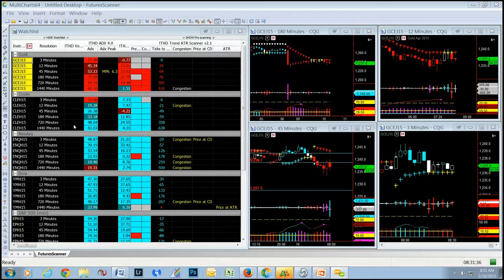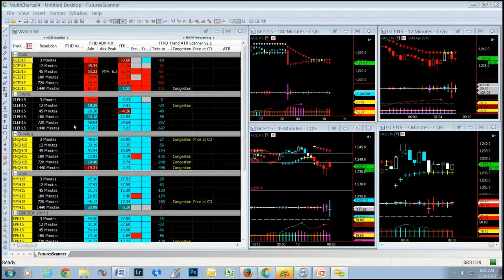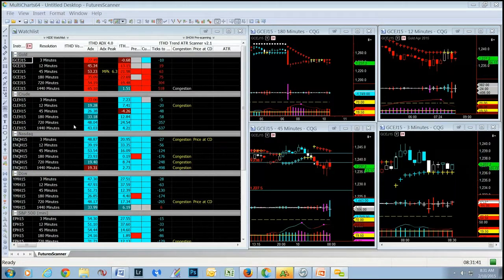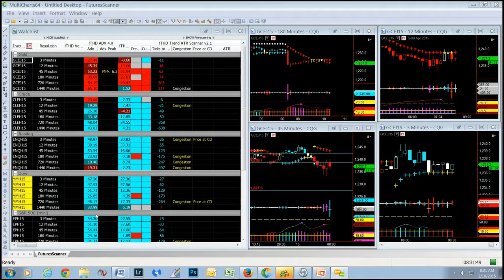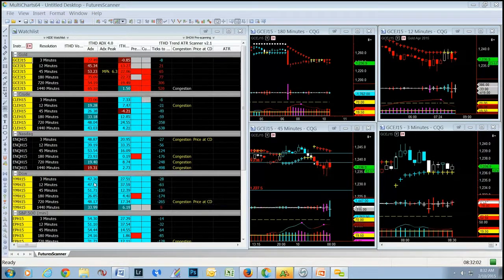Volume divergence in that column is important to me if price is at an ATR, if price is at a congestion dot, or if the ADX is greater than 70. So if you're scanning down the columns right now, you can see pretty much everything is below 70. So I don't really have any markets right now that are classified either as overbought or oversold.